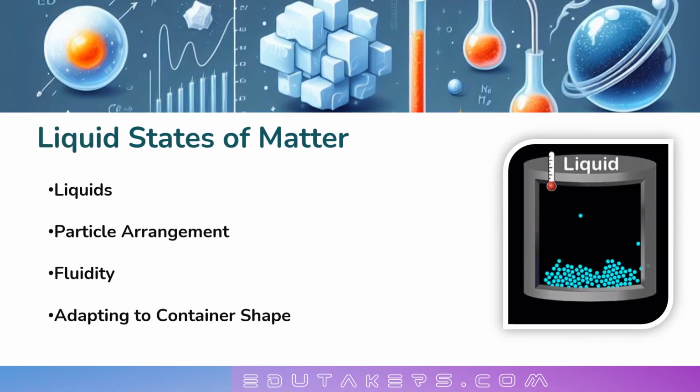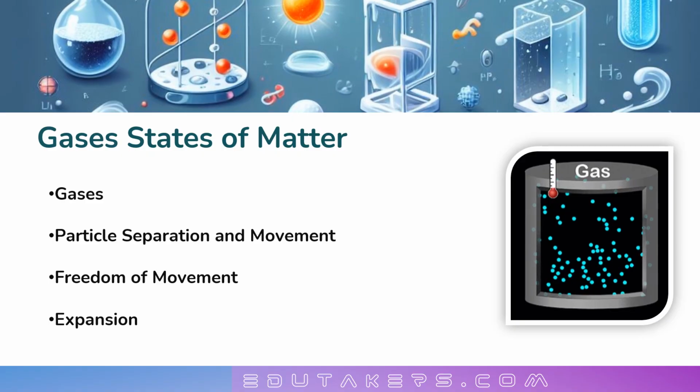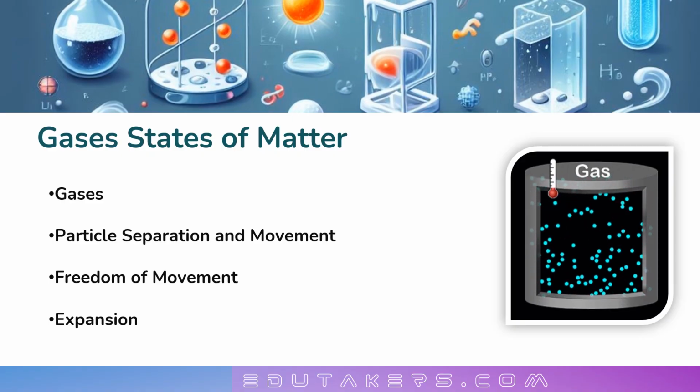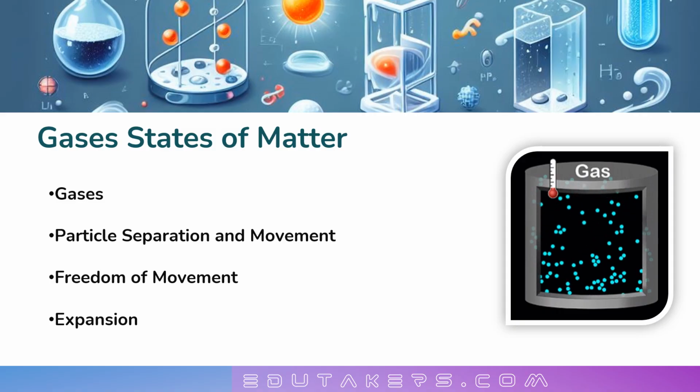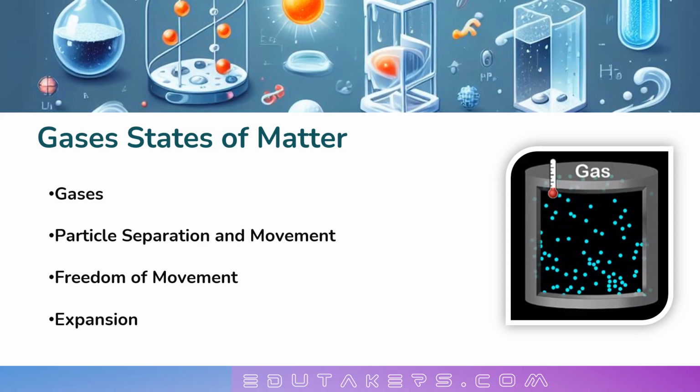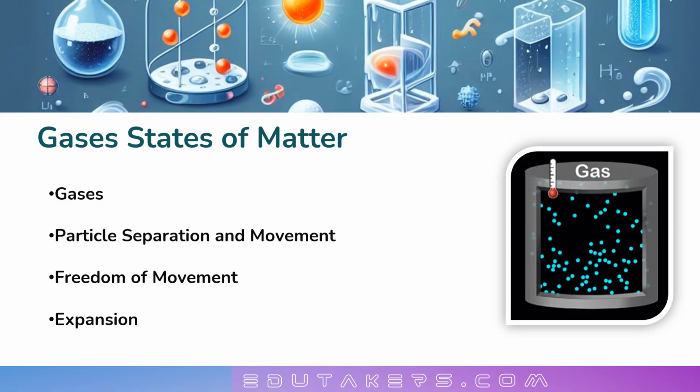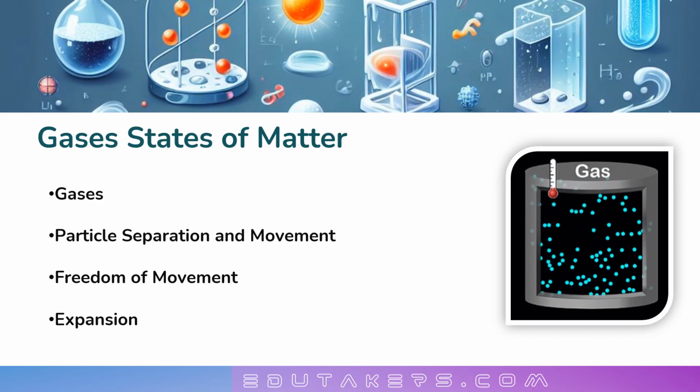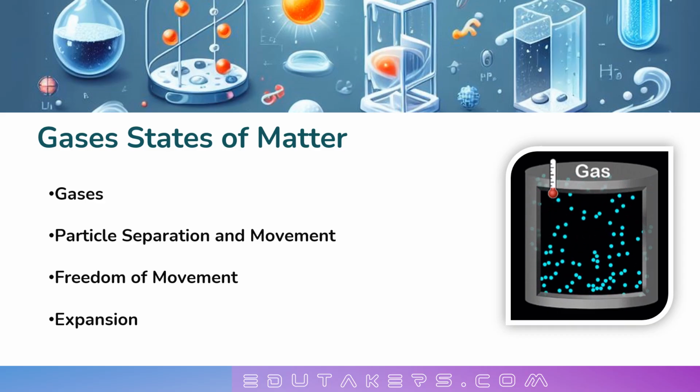Liquids have a definite volume but take the shape of their container. The particles are close together but not in a fixed position, allowing them to slide past one another. This fluidity is why liquids can flow and take the shape of their containers. Gases have neither a definite shape nor volume. The particles are much further apart than in solids and liquids and move freely at high speeds. This freedom of movement allows gases to fill any container they're in, expanding to fill the available space.